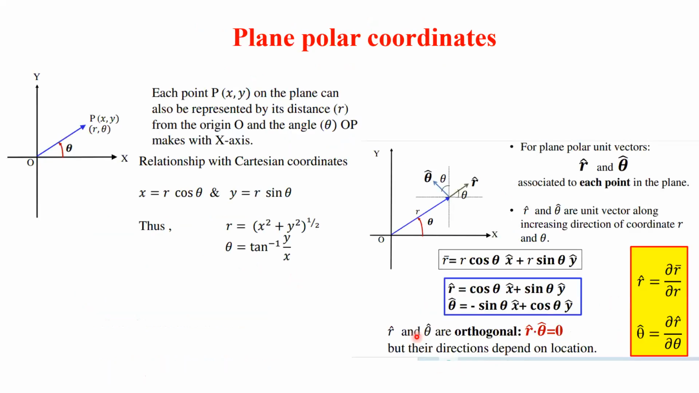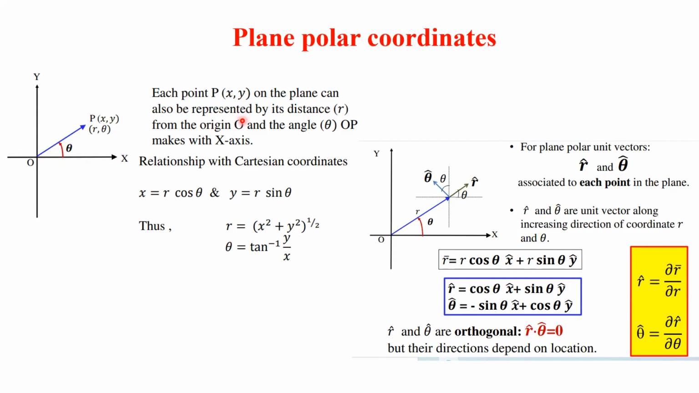Next, we move on to the plane polar coordinates. Let us assume that the vector OP, the position vector of the object, is making an angle theta with respect to the x-axis. Let us assume OP is a constant vector, therefore the magnitude of this vector is r, and it is making an angle theta with respect to the x-axis.